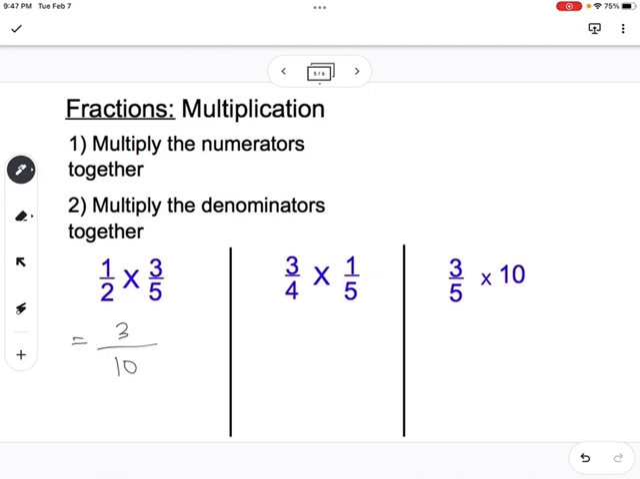Looking at the next one, we have 3 over 4 times 1 over 5. We multiply the numerators, 3 times 1 is 3. Multiply the denominators, 4 times 5, that gives us 20.